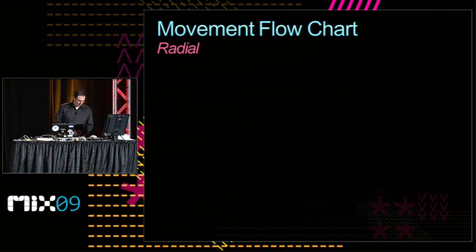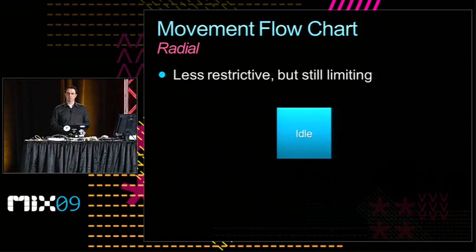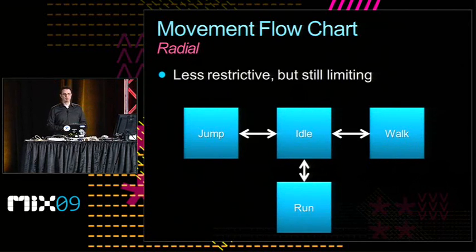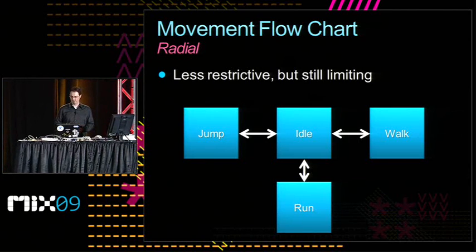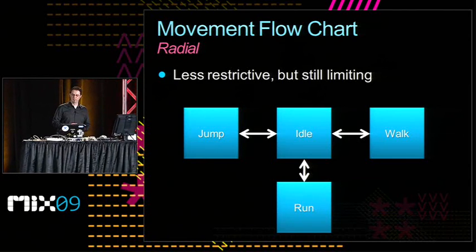The next type is referred to as a radial flowchart. This one is less restrictive than the linear, but it's still a little bit limiting. Here I have the same basic set of moves, but I always have to return to my idle state before I can move to one of the other motions. Now you'll notice where the white arrows are drawn in here. You're probably going to want to consider transitional movements. If I have an idle movement and a walk movement, I probably need an idle to walk movement.